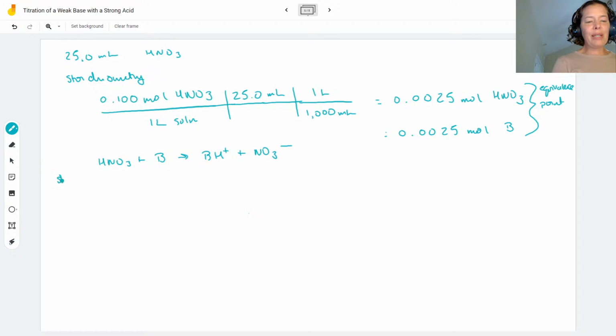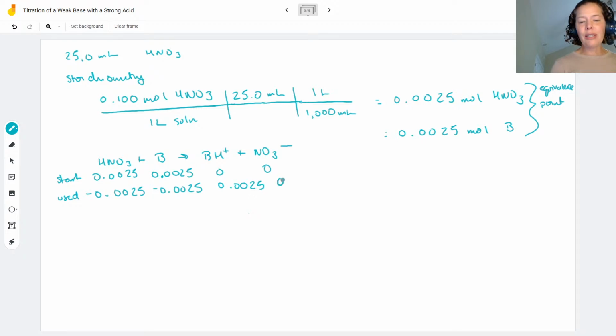I'm still going to use my table. So I have the same number of moles of each, 2.5 millimoles, and of course, initially I don't have any product. How much am I going to use? I'm using up my limiting reactant, which in this case is both my acid and my base because they are the same. Sorry, these are decimals in here. Those are not coming out. And of course, I am forming product.